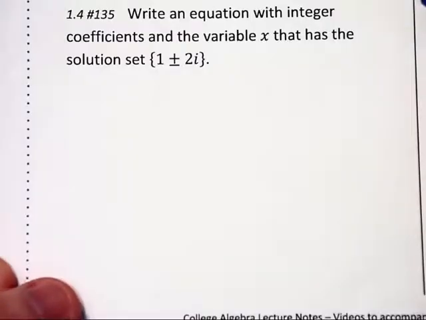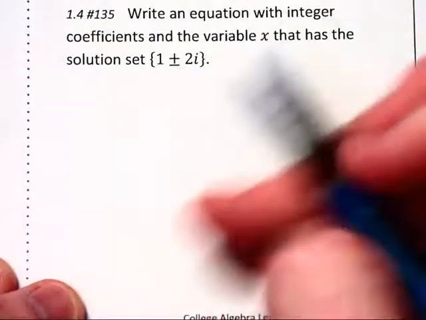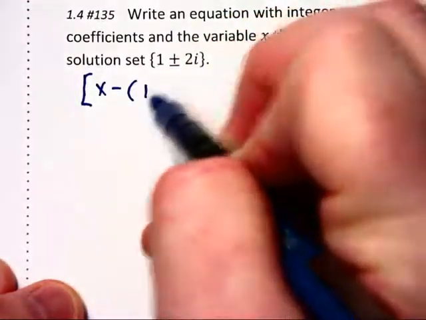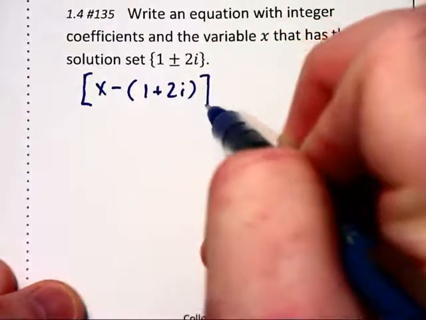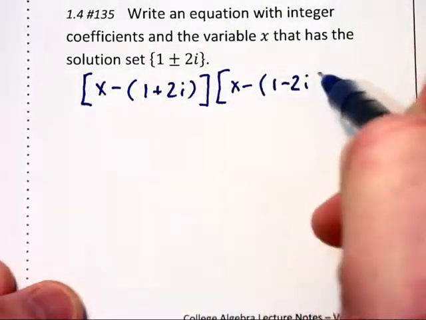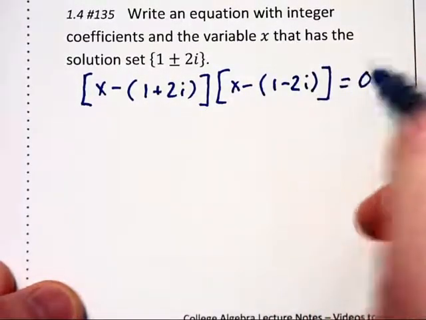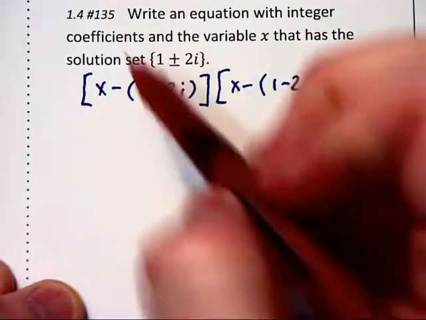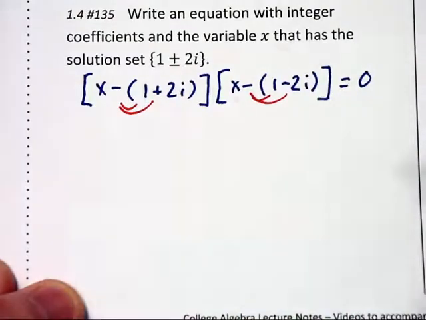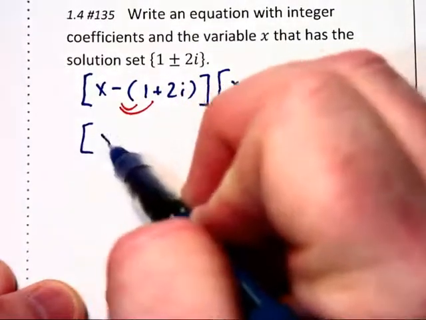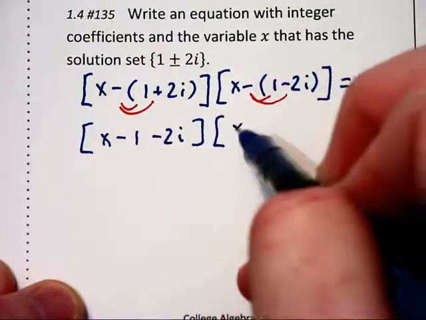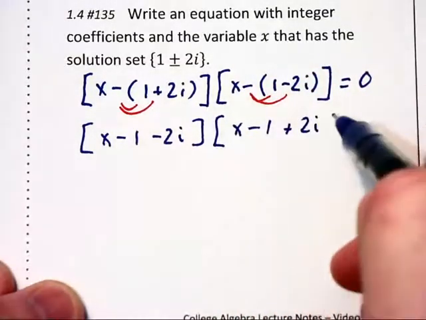Now we want to do the same thing, but with these two complex solutions. We're going to write x minus the first solution, 1 plus 2i, times x minus the second solution, 1 minus 2i, equals 0. Then we're going to remove the inner parentheses by distributing the negative within each bracket, and this will give us x minus 1 minus 2i times x minus 1 plus 2i.